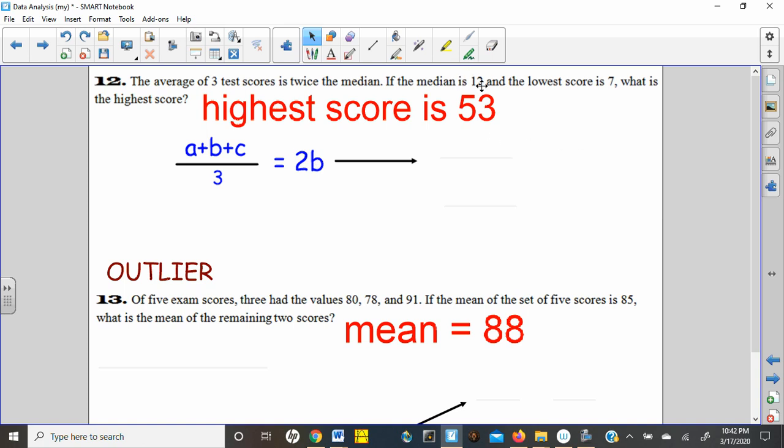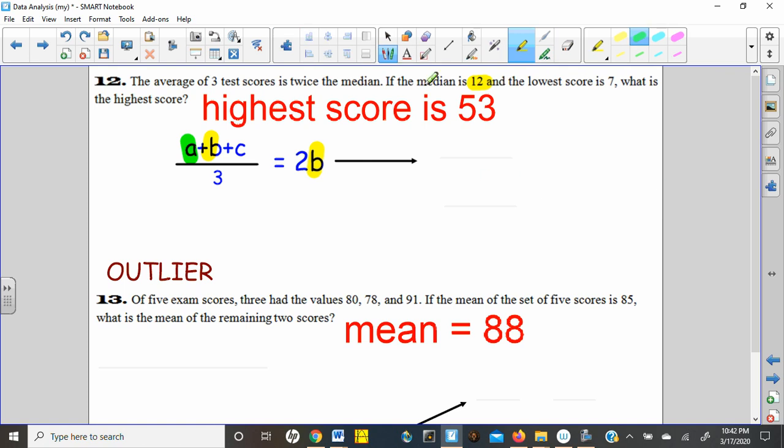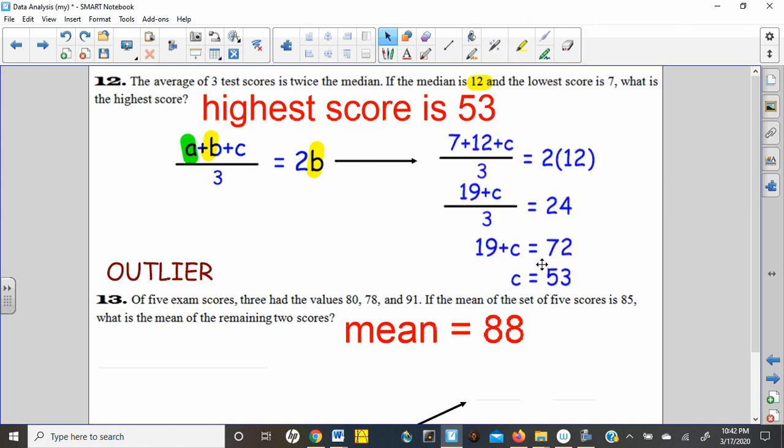But we actually know they're going to give us the median 12. So I can immediately plug a 12 in here and here. And then they, on top of that, tell me the lowest test score, A, is 7. So really, there's only one unknown in this by the time that I plug my numbers in. And then it's just a simple matter of multiplying by 3, subtracting 19, and finding out that the highest score would have been a 53.